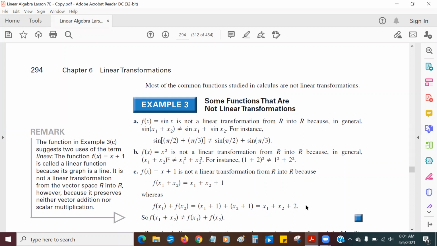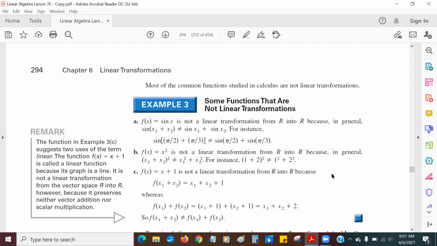So a linear function does not necessarily make a linear transformation. Just because I have sine x and x squared, of course they're not going to be linear. But x plus 1, that's now what if I had f of x equals 3x? Well, if you work that out, that will be a linear transformation. So sometimes a linear function will be a linear transformation, sometimes it won't be.